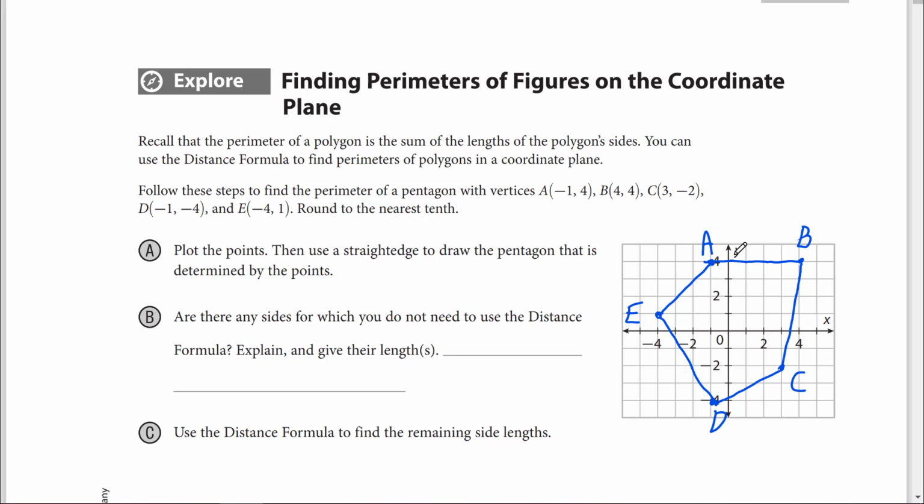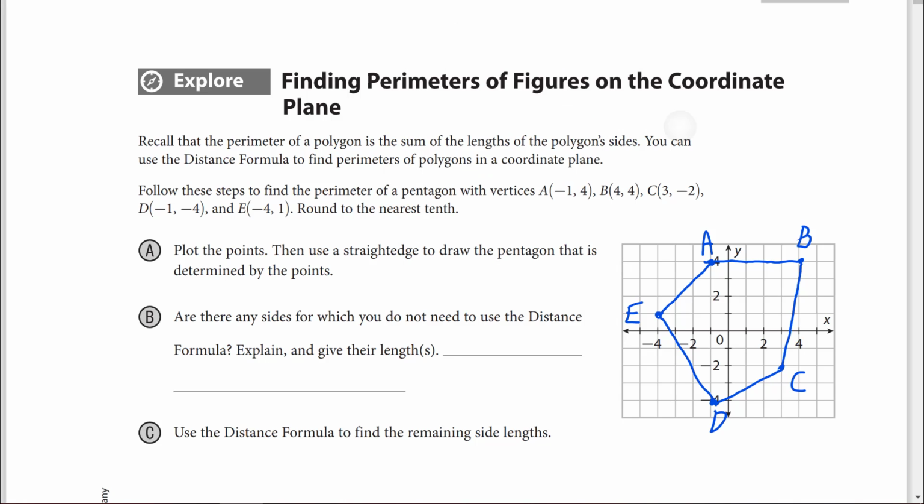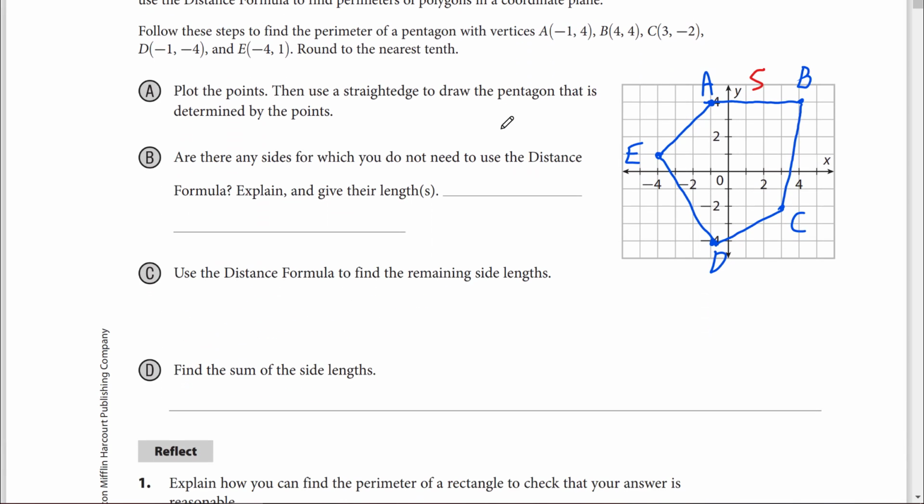So how do we find the perimeter? Well, you're going to use the distance formula. Now, looking at side AB, that one's pretty easy because it's horizontal. Anything horizontal or vertical, I can just count. So AB is 1, 2, 3, 4, 5 units long. The others are all at some sort of diagonal, which means I'm going to need to use the distance formula.